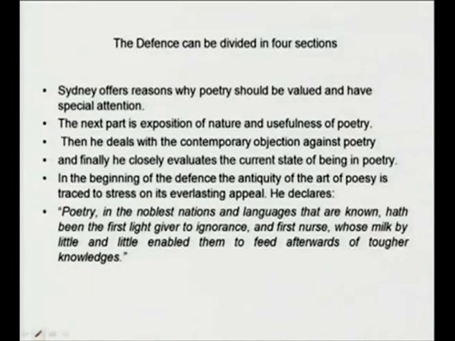Okay. So, in the beginning of the Defense, the antiquity of the art of poesy is traced to stress its everlasting appeal, going back to the classics. He declares, poetry in the noblest nations and languages that are known had been the first light giver to ignorance, and first nurse whose milk by little and little enabled them to feed afterwards on tougher knowledges. Well, so Sir Philip Sidney, we can say, is one of the key initiators of liberal humanism.